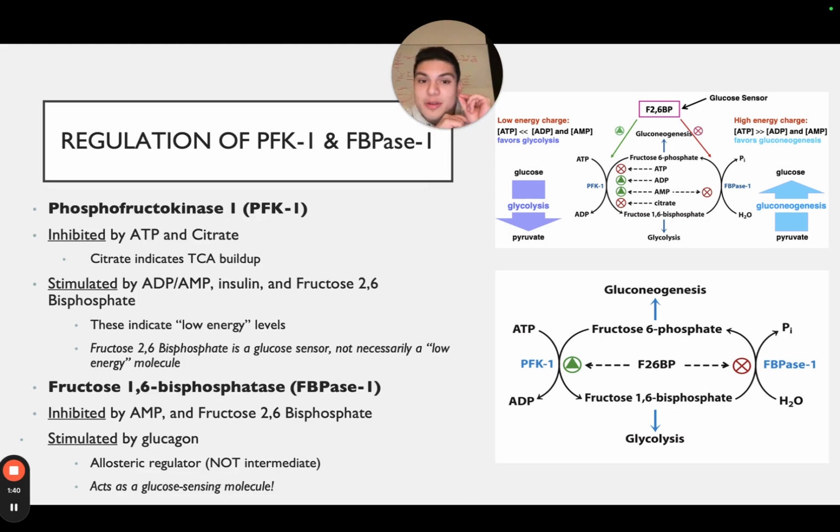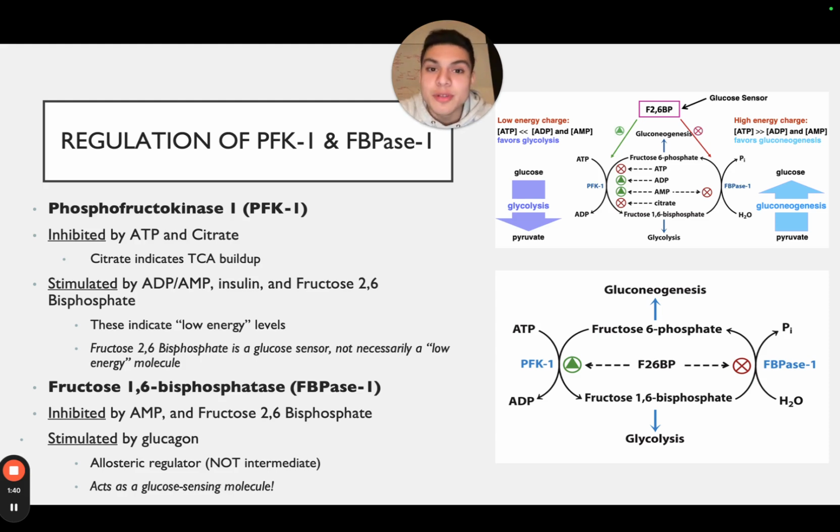This has nothing to do with energy, again, because if you think about energy, then you'll think, oh, well, if we have high energy, why would it stimulate glycolysis? Separate them. F26BP is telling the cell, we have high glucose, we need to get rid of it. And one of the ways is glycolysis. Another way is glycogen. And we'll talk about which way is preferred. That's where we have the interplay of energetics and this F26BP. We'll talk about that. So F26BP will stimulate glycolysis when we have high glucose.